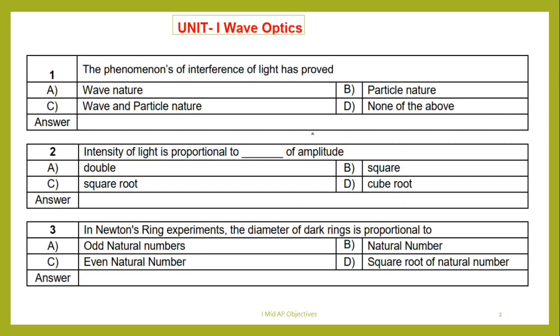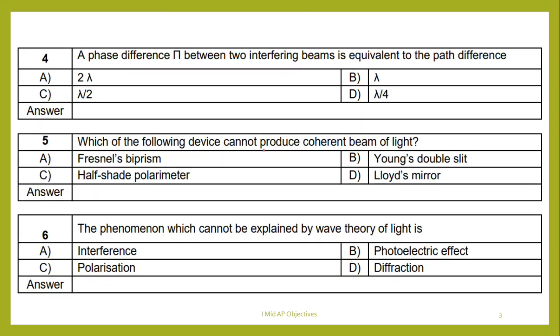We are going to quickly review the applied physics objectives for Mid 1. The phenomenon of interference of light has proved the wave nature of light. The intensity of light is proportional to the square of the amplitude. In Newton's ring experiment, the diameter of the dark ring is proportional to the square root of the natural number. A phase difference of pi between two interfering beams is equivalent to a path difference of lambda by 2.